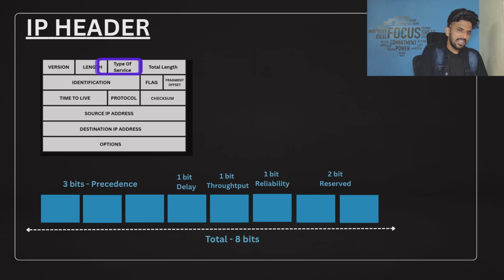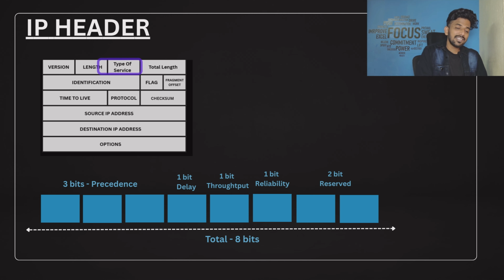This is not used. This is kept for future purpose. For better understanding, let's take one example. If you are making a voice call, this TOS field could request a low delay. At the same time, if you are downloading a file, the packet could request high throughput. So based on these bits, the network would take appropriate action on the packet.